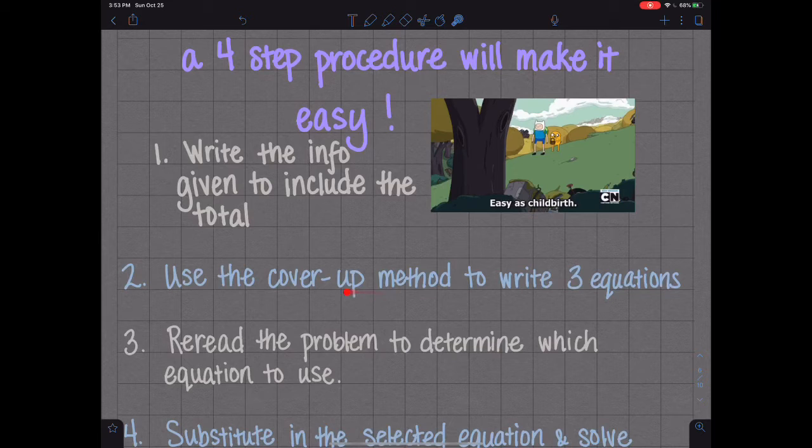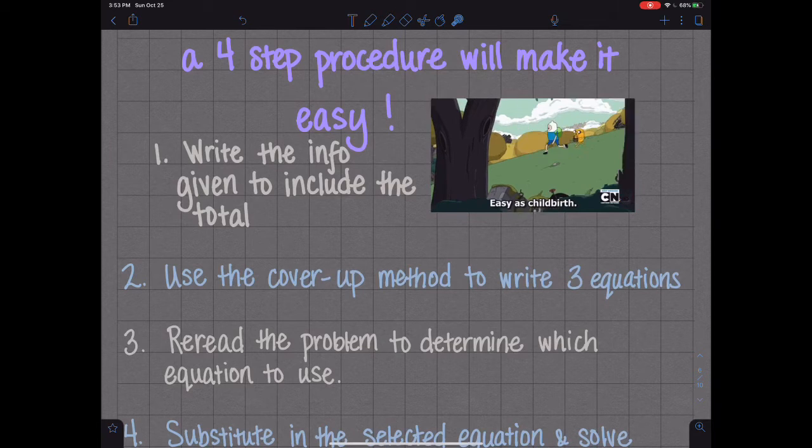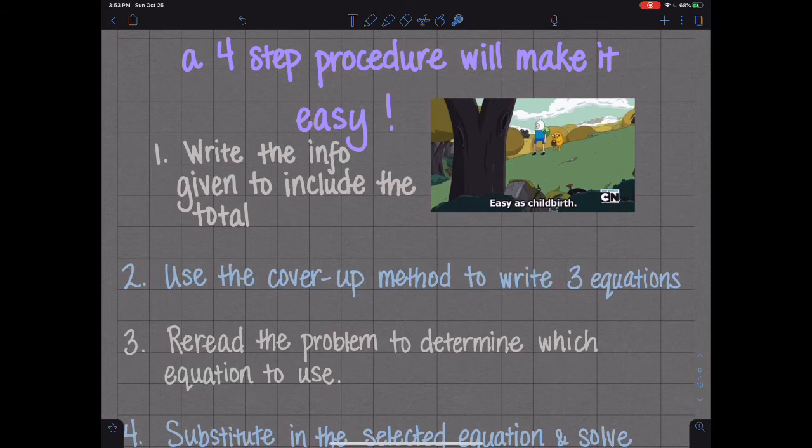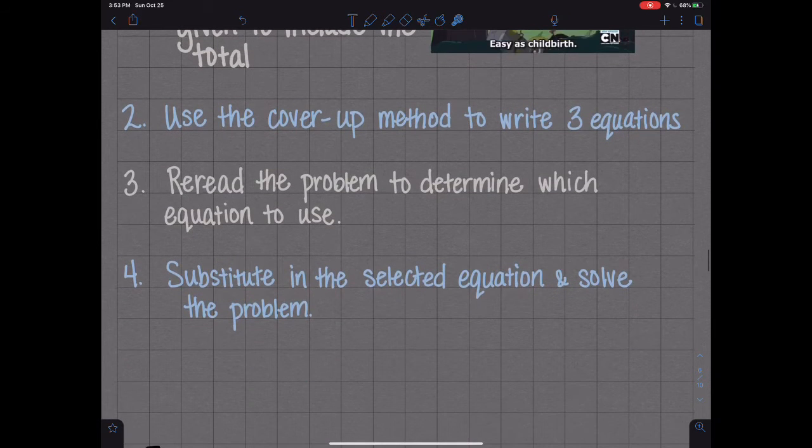Use the cover-up method. Remember, using your finger, whichever finger you think is appropriate, and cover up the piece of information that you're either not using right now or that is not important. And you write 3 equations, okay? And then you are going to reread the problem to determine which equation you need to use, and then substitute in the selected equation and solve the problem.